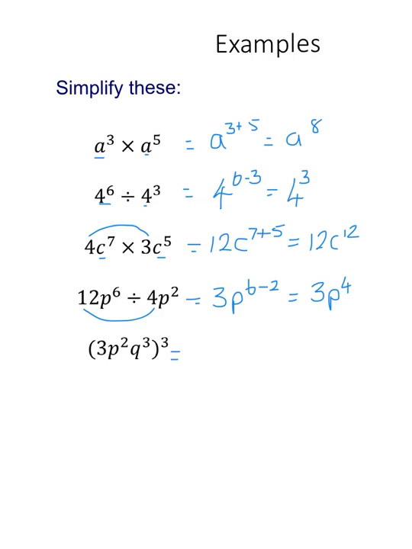And here, put a power outside, so we'd have 3 cubed, p to the 2 times 3, q to the 3 times 3, which would give us 27p to the 6, q to the 9. 9, no, not q.